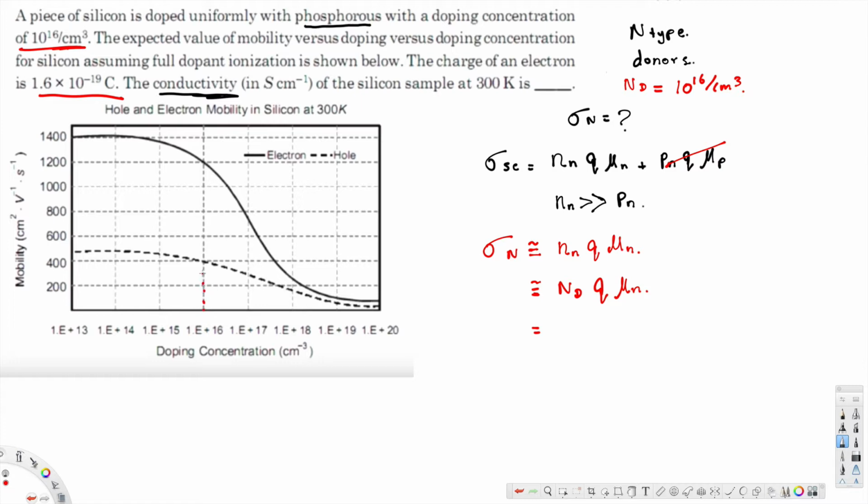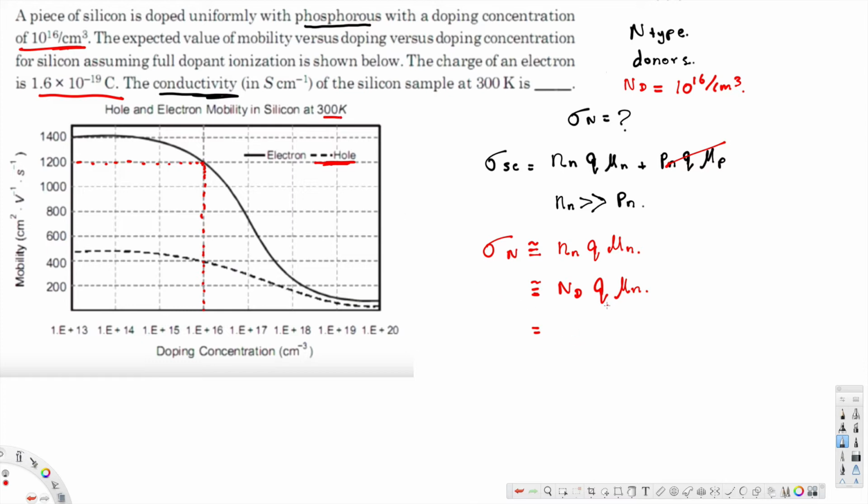If you look at this graph, the first one is for holes. They have mentioned this dotted line is for holes, but we are not interested in that because we neglected it, since it's going to be relatively smaller than Nn. So we don't have to worry about this part. We keep going to the top one, and that's for electrons. At that point we are going to have 1200. So that's the mobility of electron at room temperature, 300 Kelvin.